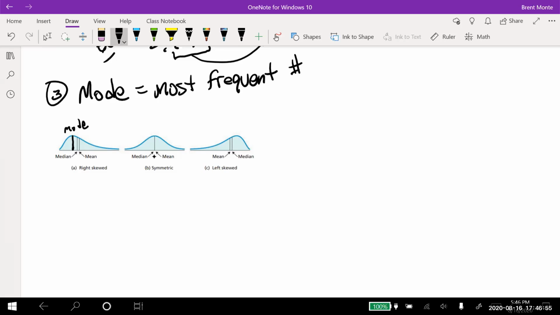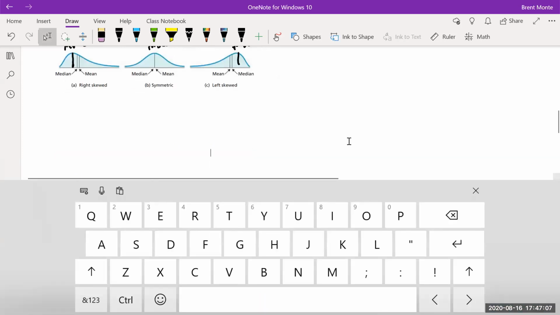And the line right here that we already have, that's the peak, so that's the mode. And here the mode's going to be over here. So the mode's always the most frequent. But notice if it's symmetric, there's equal stuff to the left and the right.